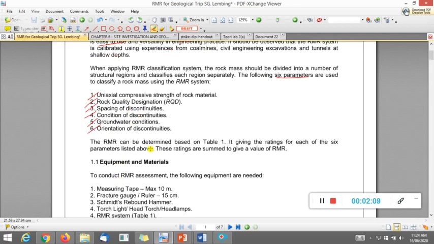Basically, this RMR can be determined based on Table 1. Why is the name rating? Because you need to give the rating based on the condition when you check on site.